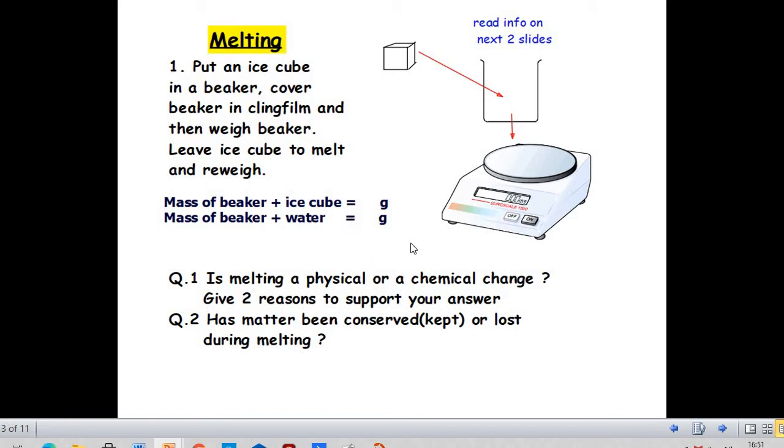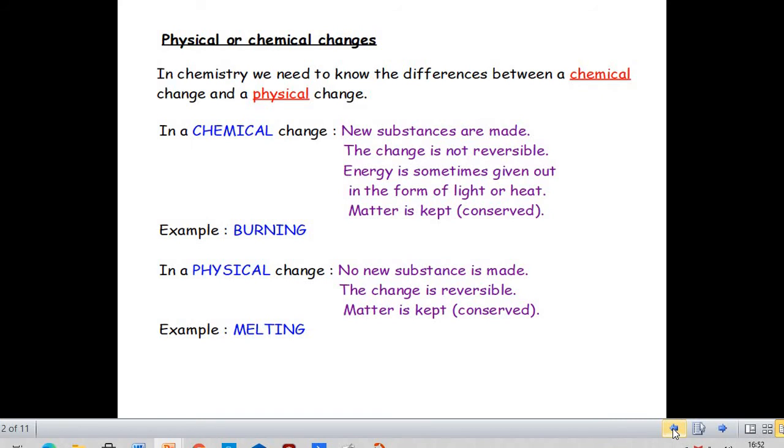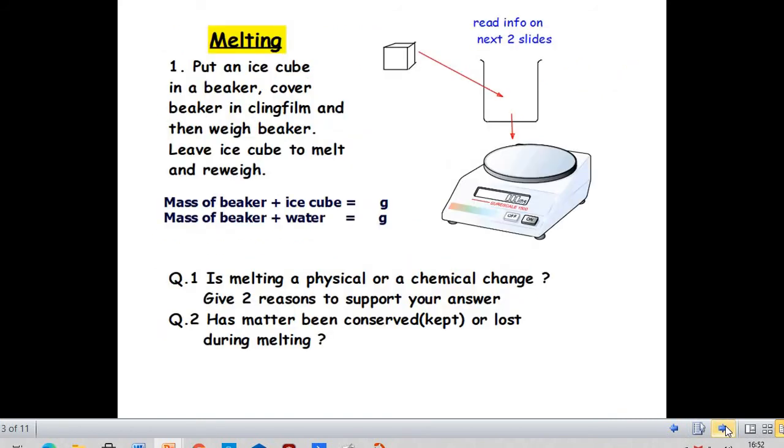Now, is melting a physical or a chemical change? Give 2 reasons to support your answer. So decide on an answer and then go back to this screen to help you give 2 reasons. And has matter been conserved? Has it been kept or lost during melting? You can answer that.